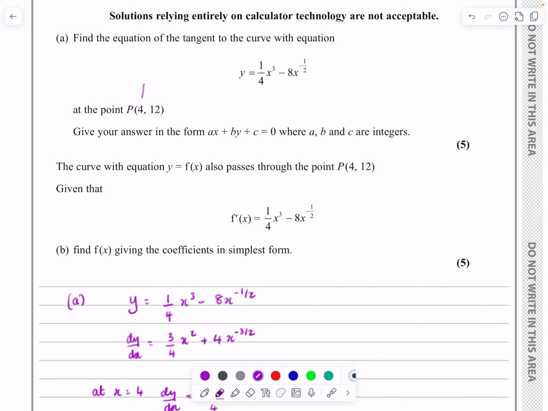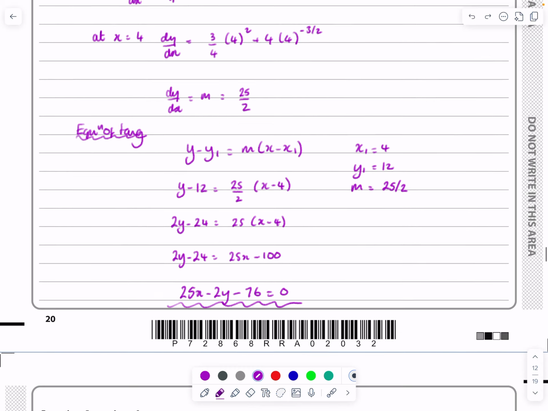Part B then says, a curve with the equation y equals f(x) also passes through the same point, and f dash x is given by that function. Could we then work out f(x)? Okay, so completely different question for part B. Now, rather than differentiating this function, we're going to be integrating it. If f dash x is equal to that, can we find f(x)?